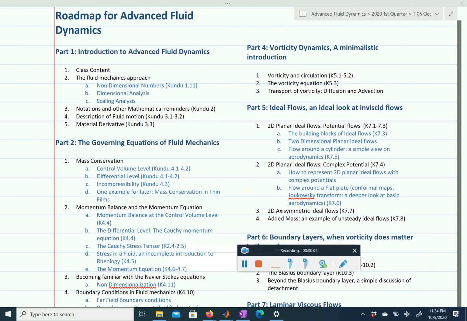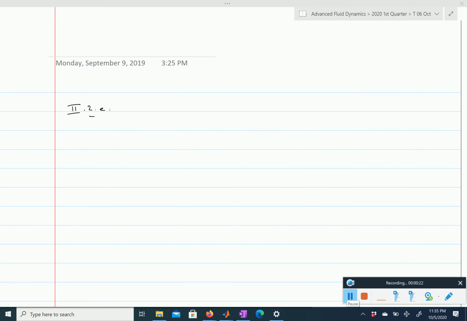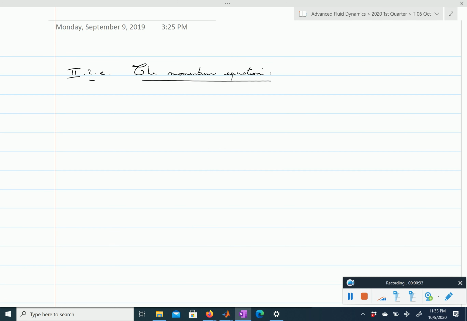All right, so now that we have described how we can represent stress inside of a fluid, we can now finally derive the momentum equation at the differential level. And so we start from what we have derived to that point.